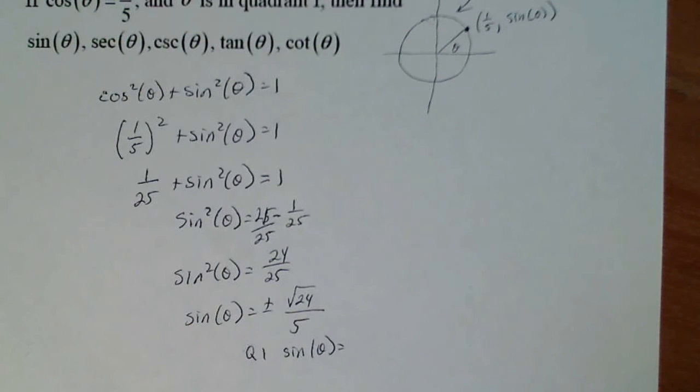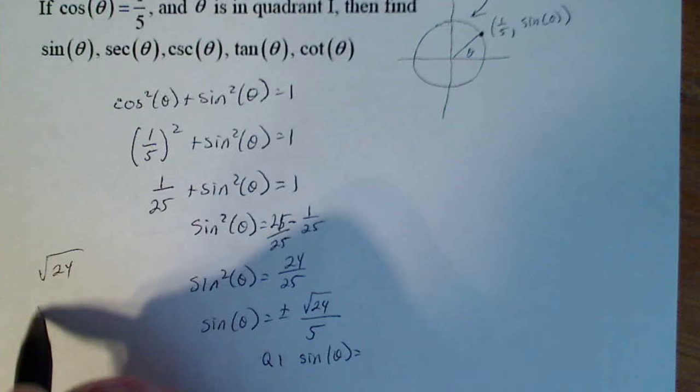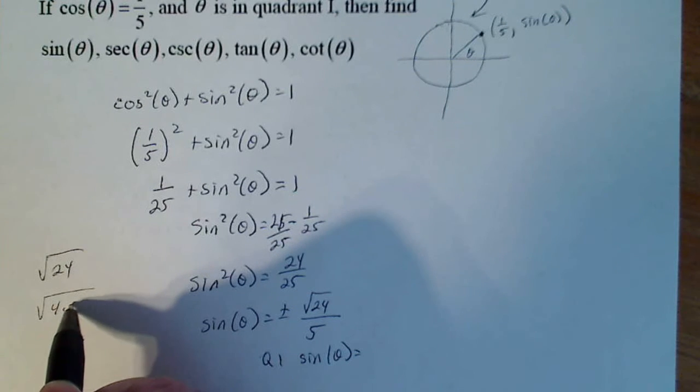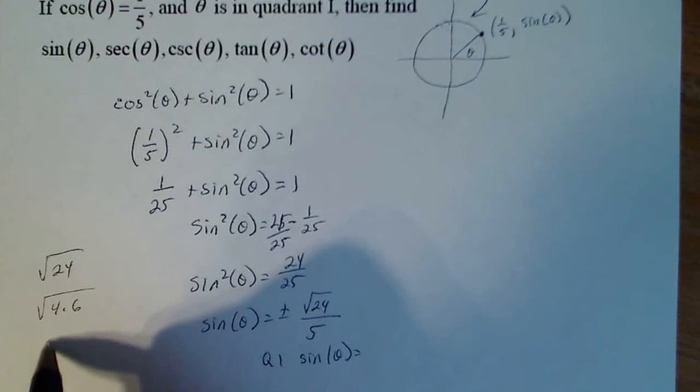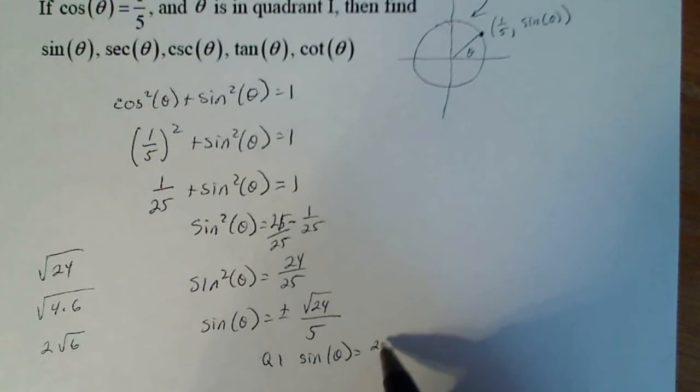Now, the square root of 24, I think we can simplify that. So I'm going to do that over here. Square root of 24, that's equal to 4 times 6, so that's 2 square root of 6. So we can write this as 2 square root of 6 over 5.